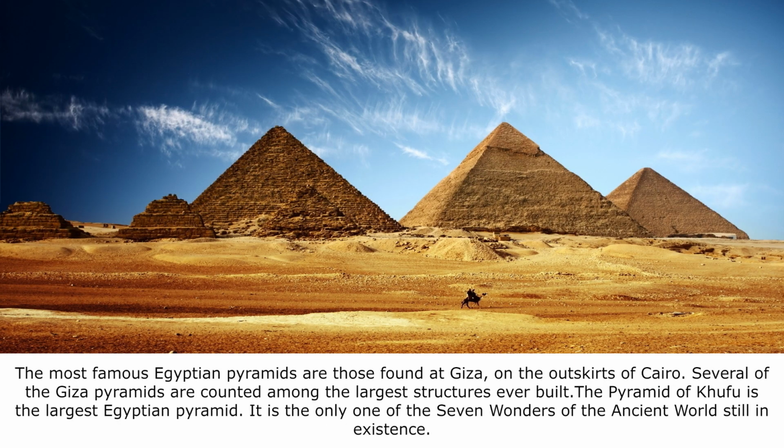Students, the most famous Egyptian pyramids are those found at Giza on the outskirts of Cairo. Several of the Giza pyramids are counted among the largest structures ever built. The pyramid of Khufu is the largest Egyptian pyramid. It is the only one of the seven wonders of the ancient world still in existence.